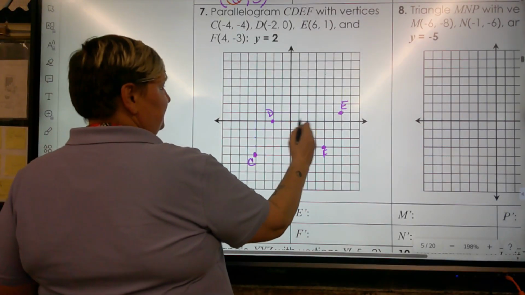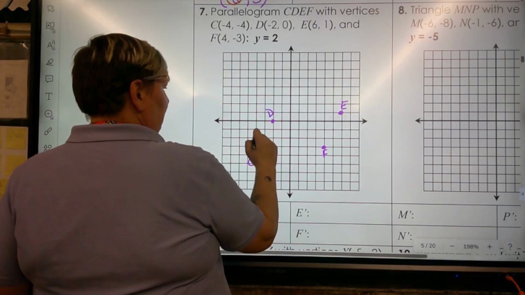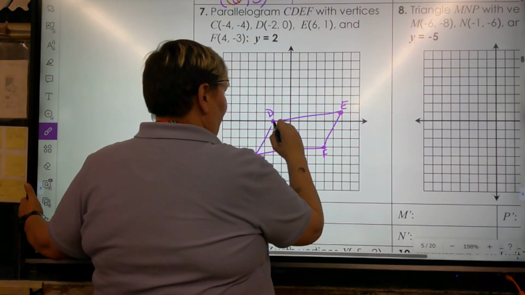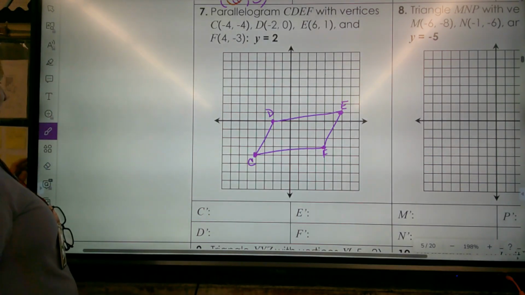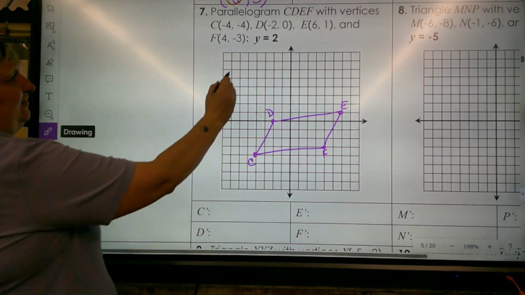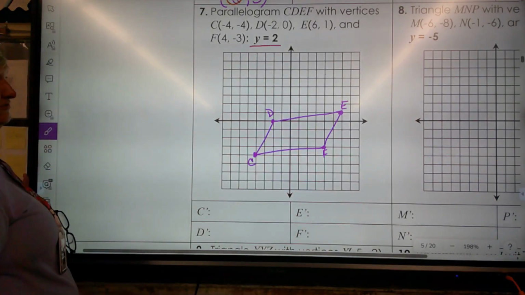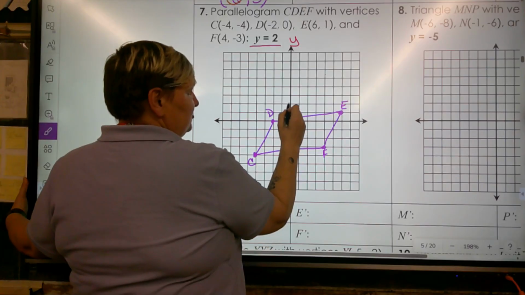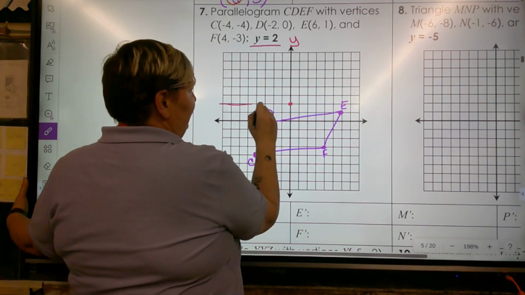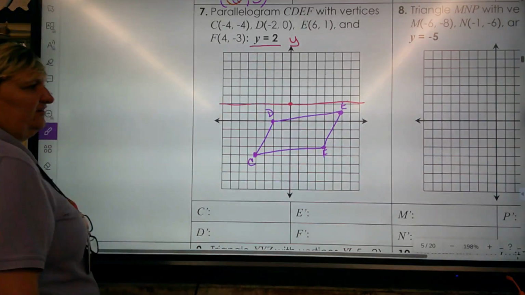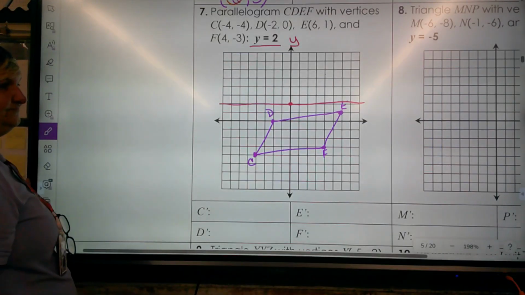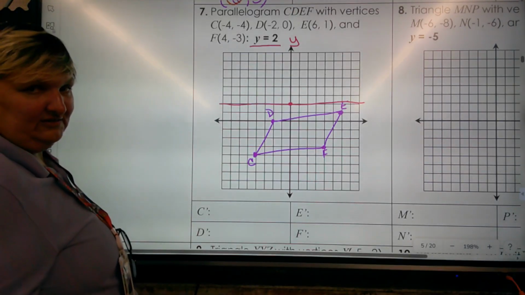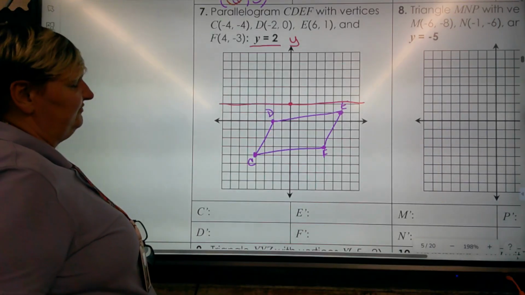Alright, let's take out all the extra stuff so we don't get distracted. Connect. Four corners. Alright, and where is our line of reflection? It's at y equals 2. Where is y equals 2? Y, 1, 2. Y equals 2 is right here. That means our line of reflection is right there. We're going to flip over it. Alright, so let's do it mathematically, and then we'll do it the other way.